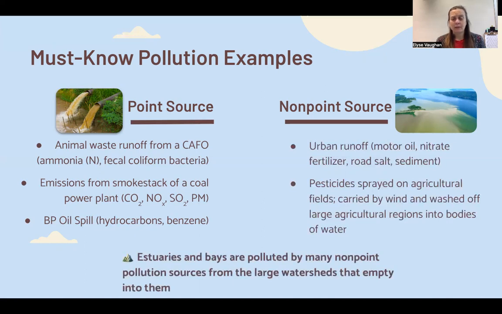Estuaries, as we see in the picture here, and other bays are polluted by lots of non-point pollution sources from the large watersheds that empty into them. And you might remember when we went on our boat trip in the fall that we talked about the sediment pollution that is very prevalent in the Chesapeake Bay, and it's considered non-point pollution, and it's because there's such a huge watershed that leads into the Chesapeake Bay.